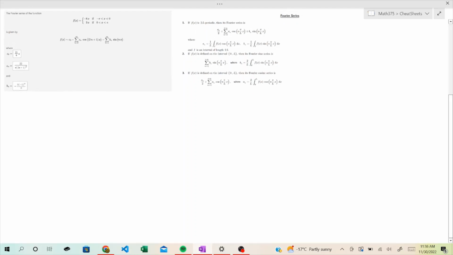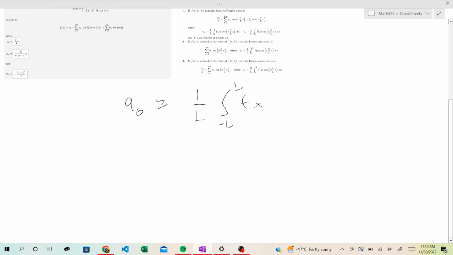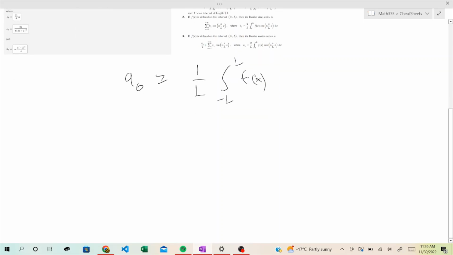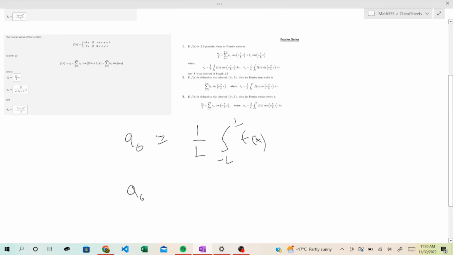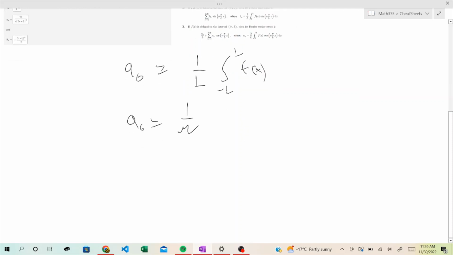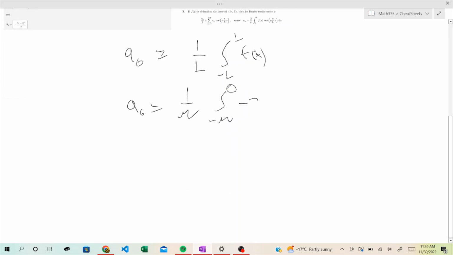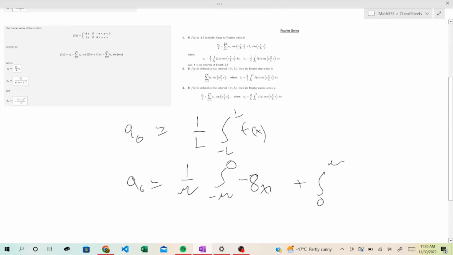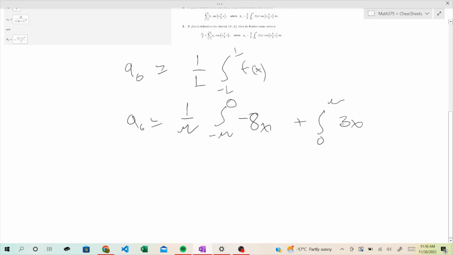So the first thing you want to do is find what a0 is. Now the formula for that is going to be 1 over L, integral from negative L to L of f of x. So we have L given to be pi, so this is going to be 1 over pi, negative pi to 0 of negative 8x plus 0 to pi of 3x.